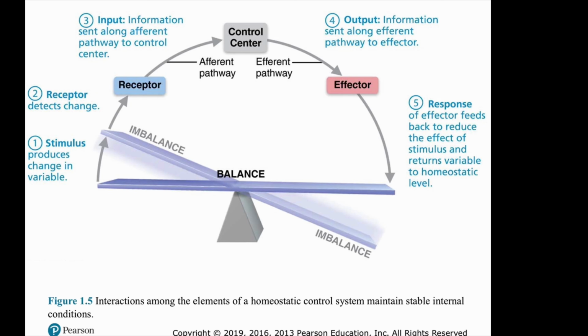Okay, so in figure 1.5, we'll see an illustration of how this works. Let's say there's an imbalance in the system. The stimulus will produce a change in the variable. The receptor will detect that change. Afferent pathways will bring the information to a control center. The control center will send an output along an efferent pathway to the effector, and the response of the effector is to reduce the effect of the stimulus and return the variable to a homeostatic level.